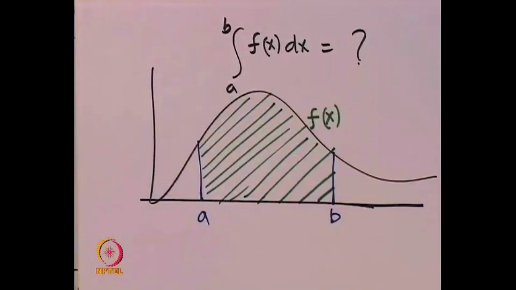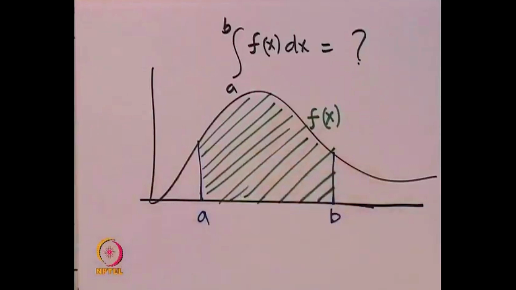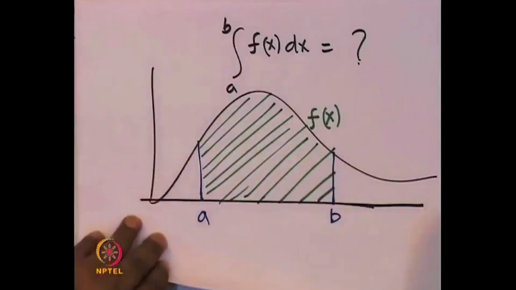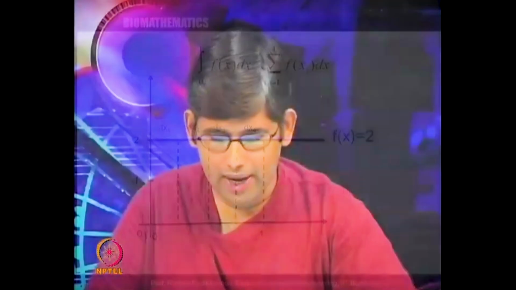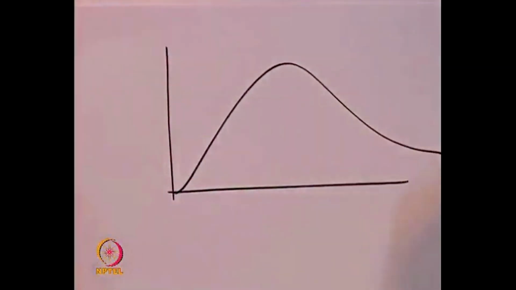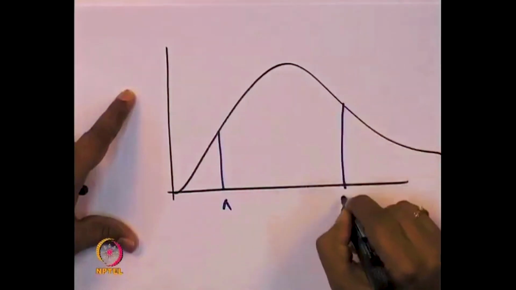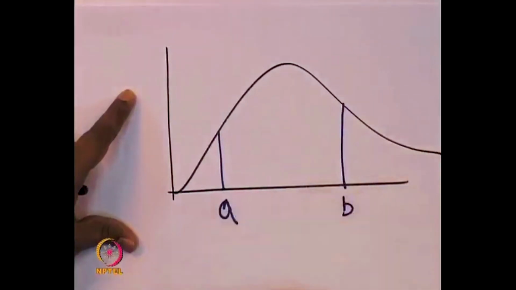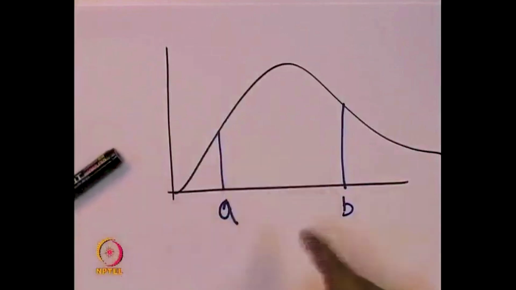We can divide this into many parts like we did. So let's go ahead and draw this a little more carefully. Again, if we divide this into many parts, we had some function which looked like this, and we had a and b here, and now we can divide this into many parts.